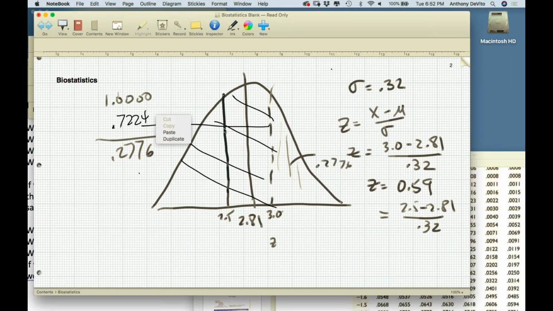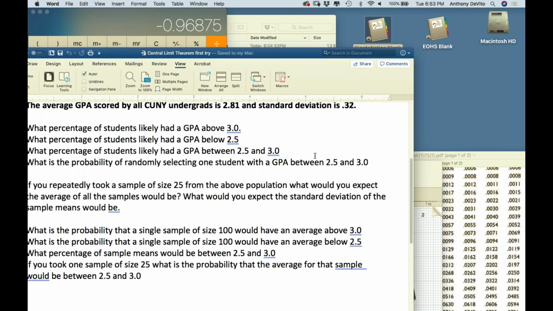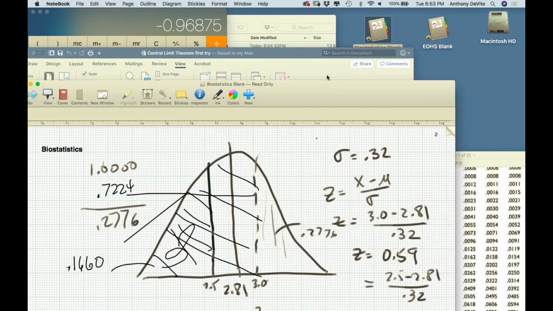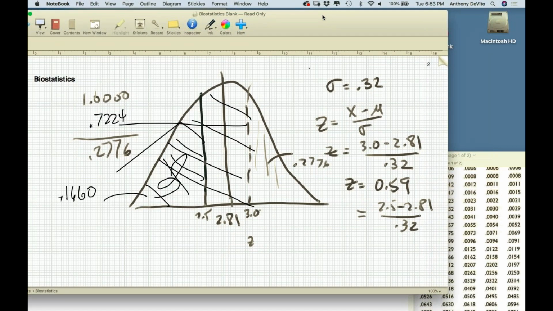Right, so this area in here is going to be 0.1660, a little less than 17%. The question was, what percentage of students have a grade point average below that? So that's our answer, right? That's exactly what we needed as it happens in this case. Okay, and the next question is, this is 0.1660, and this area up here is 0.2776 in here, right?